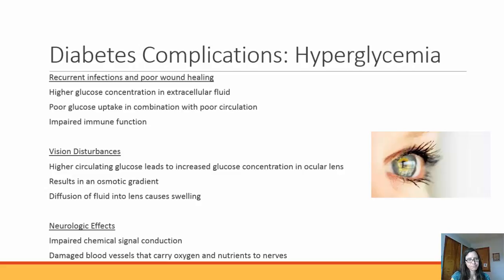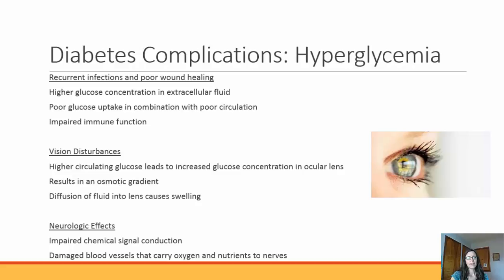Also, our high circulating blood glucose can lead to increased glucose in the lens of our eye, and this causes an osmotic gradient just like it does in our kidney. So because we have this glucose in the lens of our eye and the fluid coming in to dilute it, this can cause swelling in the lens and lead to vision disturbances. And this is one reason why we have vision disturbances in people who have diabetes.